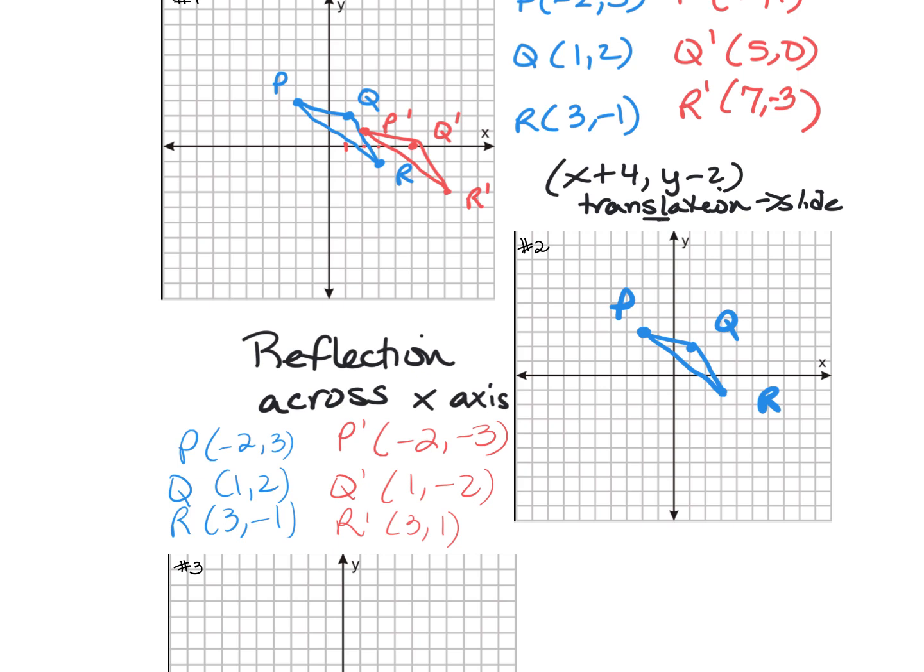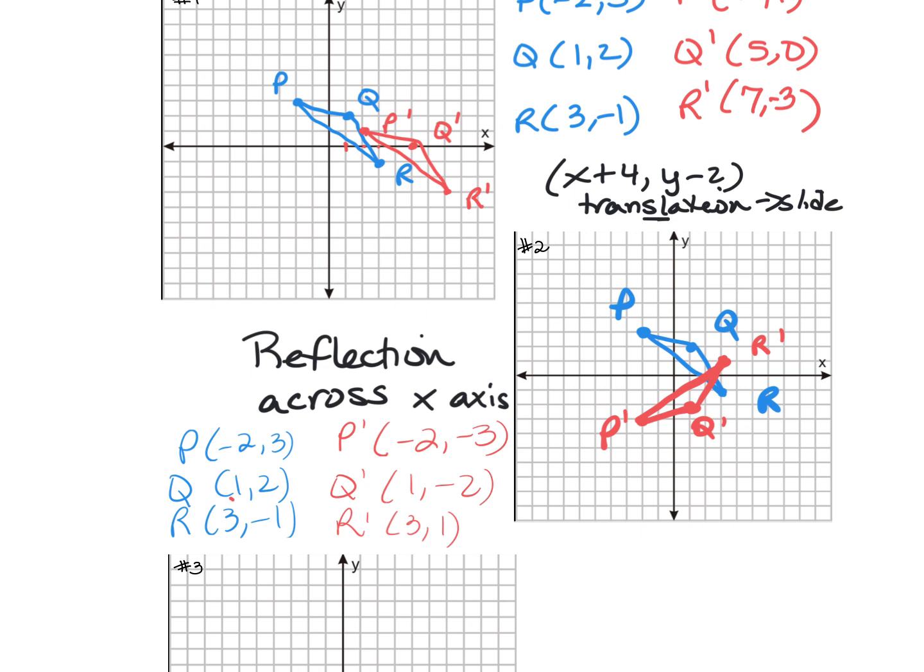So my new ones are -2, -3. That's your P prime. And then your new Q prime is +1, -2. And then the new R is +3, +1. And then you can connect. You can see that it was shifted, or reflected, across the x-axis.